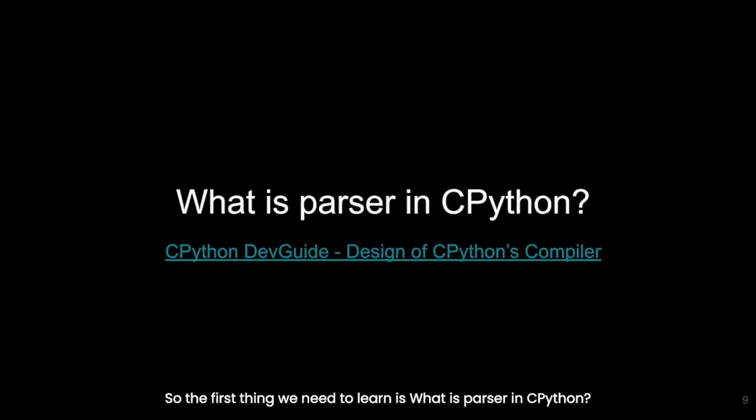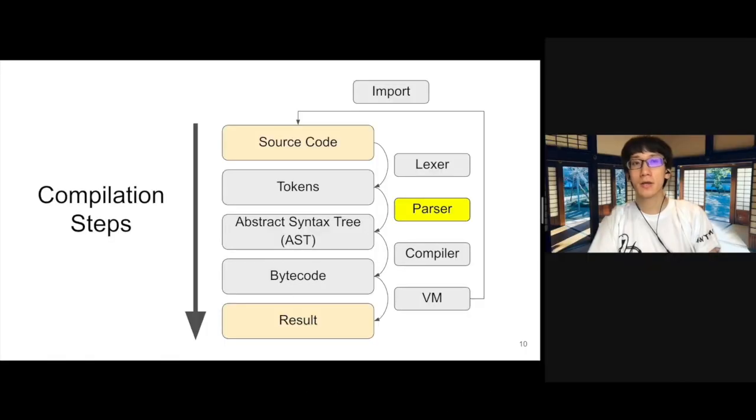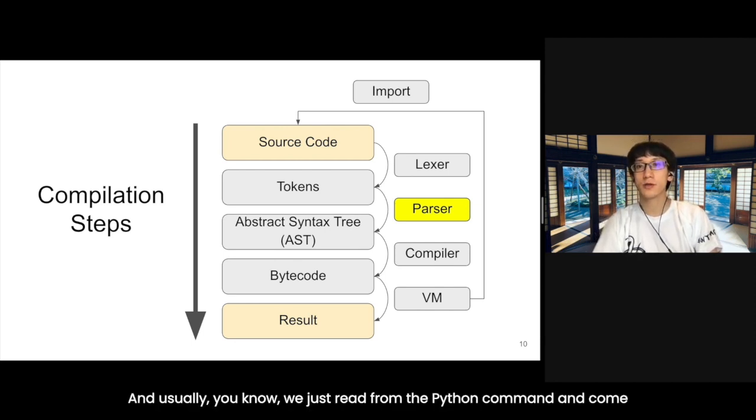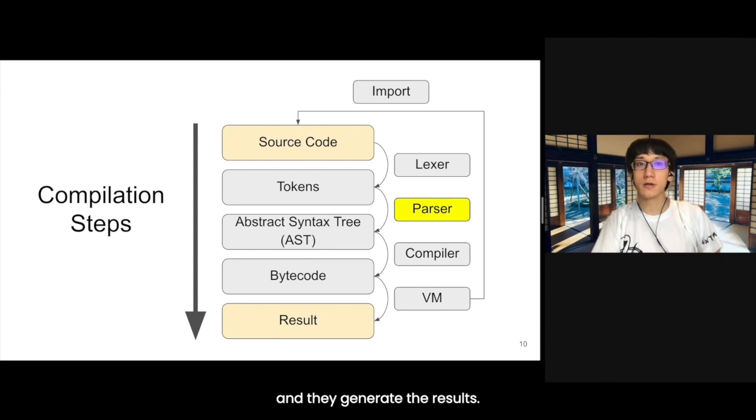The first thing we need to learn is what a parser is in CPython. You can find this in the tutorial called CPython Dev Guide, Design of CPython's Compiler. Here are the Python compilation steps. Initially, we have the source code, and usually we just run the Python command and generate the results. What is under the hood?